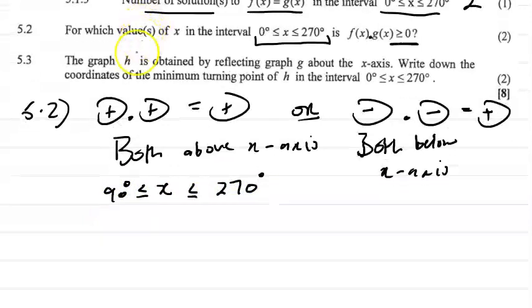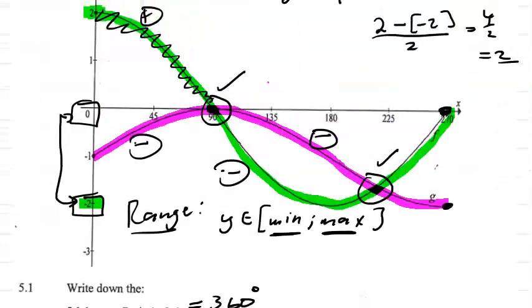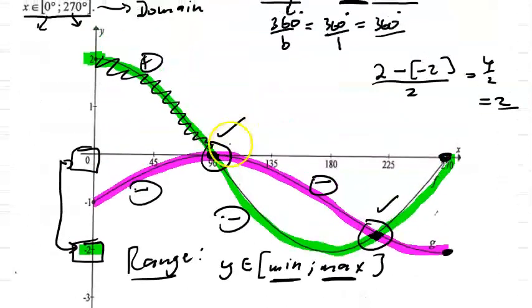Last question, 5.3. They're saying the graph H is obtained by reflecting the graph G about the x-axis. Write down the coordinates of the minimum turning point of H in the interval from 0 to 270. Now, they are reflecting G about the x-axis. Okay, let's see now. Where's G? There's G here. So they're going to reflect this graph about the x-axis.